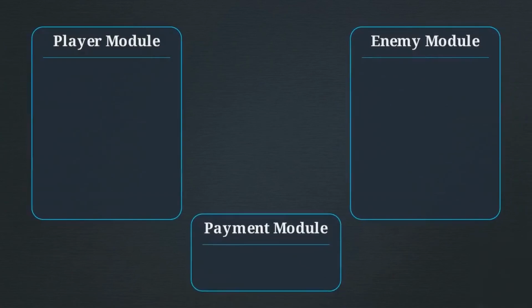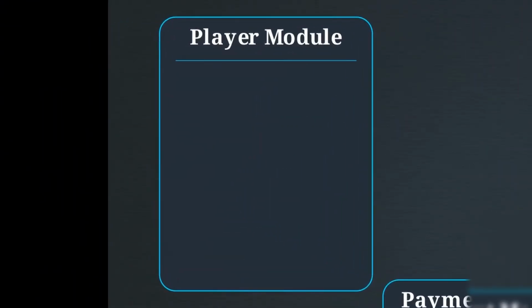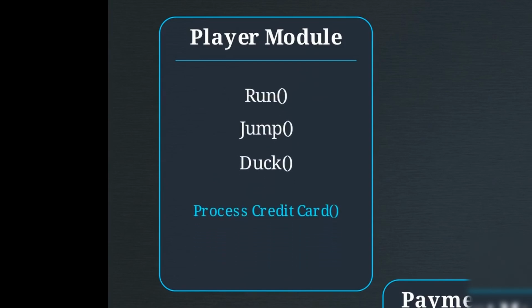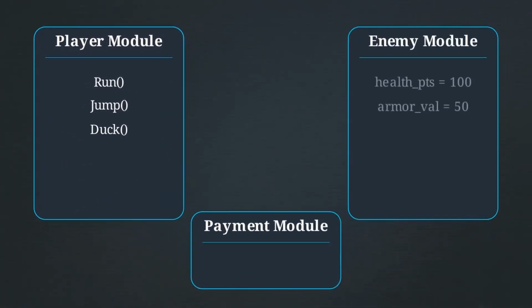We use modular design to divide the game into independent chunks. Inside each chunk, we look for cohesion, measuring focus. A player module handles actions like running without being cluttered by unrelated tasks like processing credit cards. We also measure coupling, how much chunks depend on each other. If the player module directly changes the enemy module's internals, they become dangerously tangled.